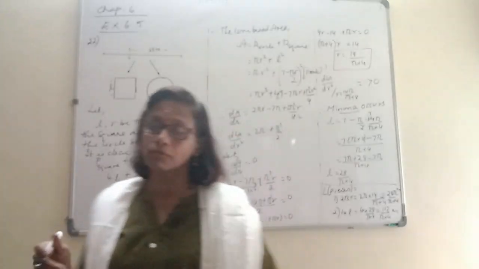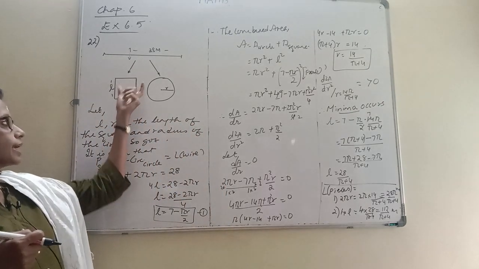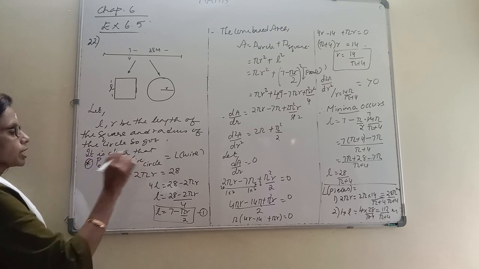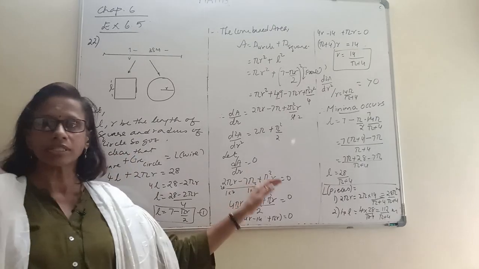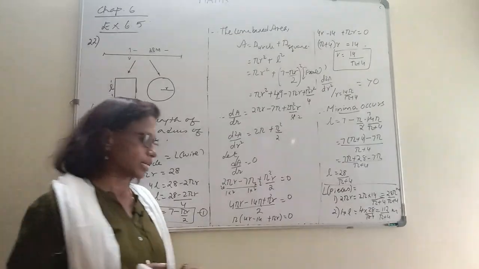Now, wire being bent: the catch of the problem is to realize that the length is equal to the perimeter. This is the catch of the problem. If you're able to realize this, the other things are more or less monotonous. You know how to do it. Just use them. So that's how it is.